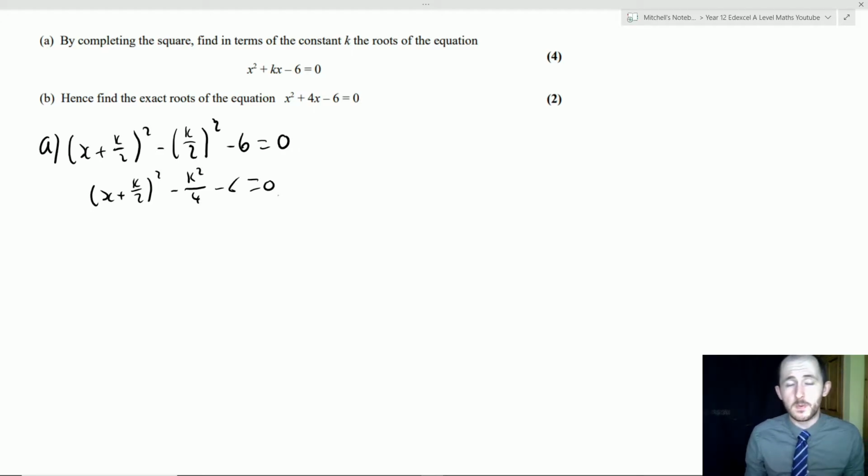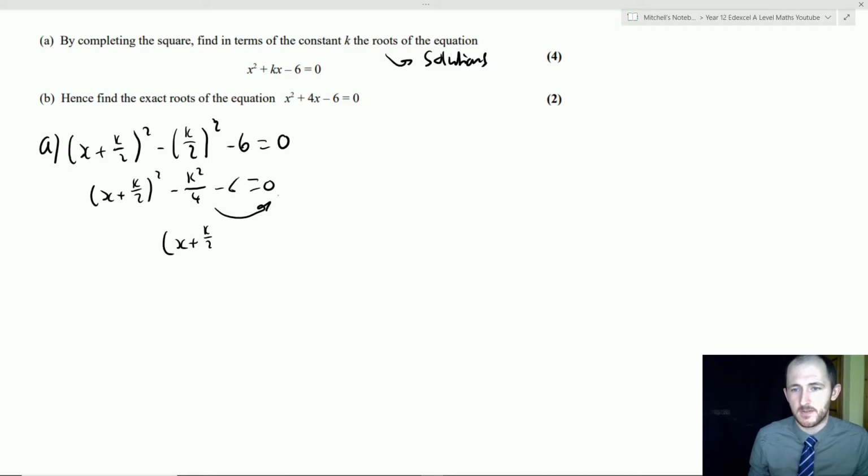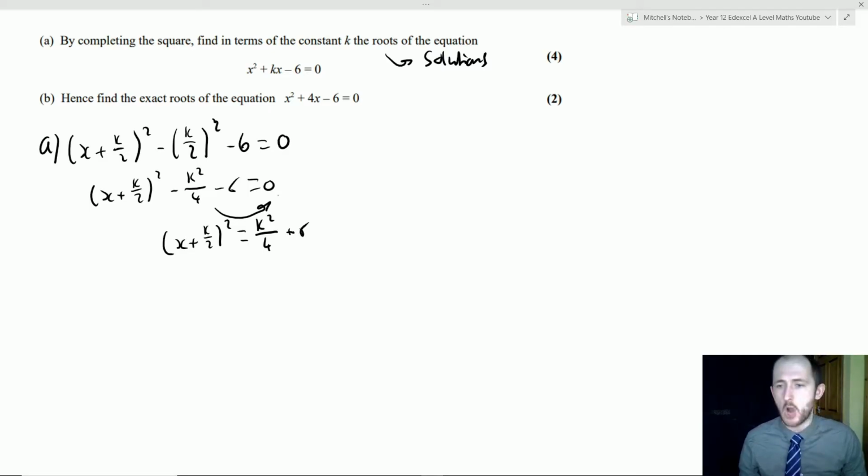Now to find the roots, roots just means solutions. Why do they have 2 different names? It's a very good question. Moving on, move all of this to the other side except the brackets. So x plus k over 2 squared. Again, you probably remember this from GCSE. So it's good to know that there is some somewhat easy content in A level. But it's good to go over it.